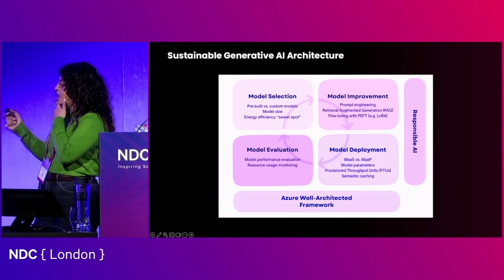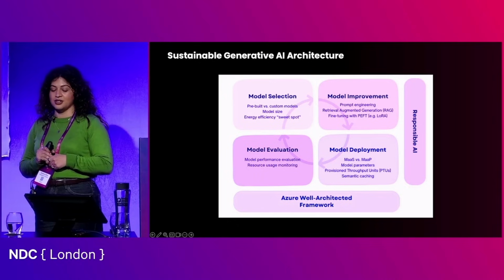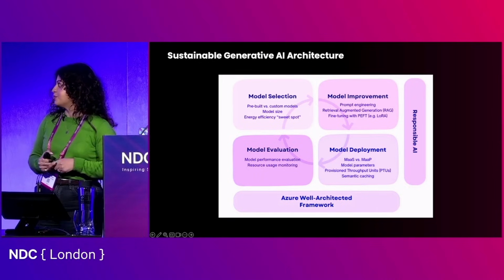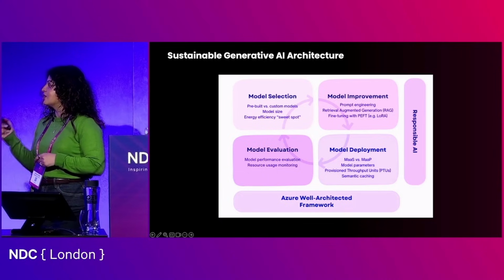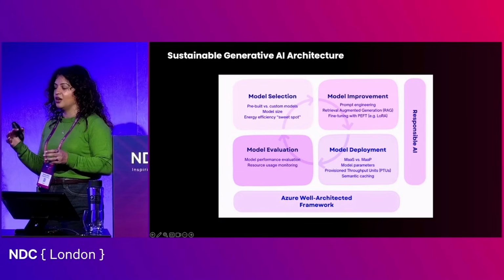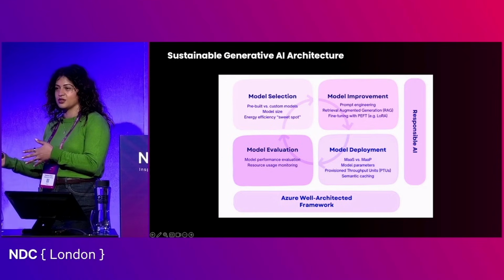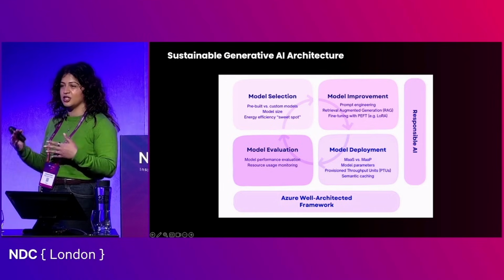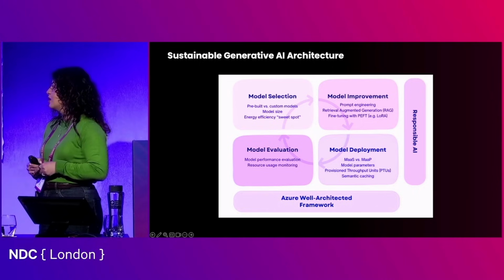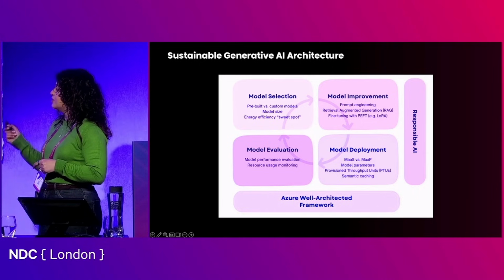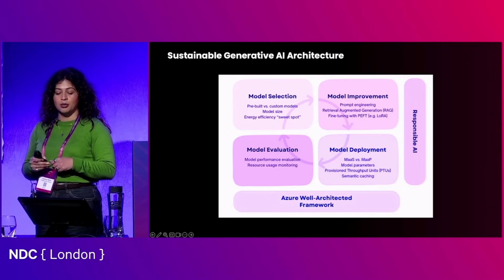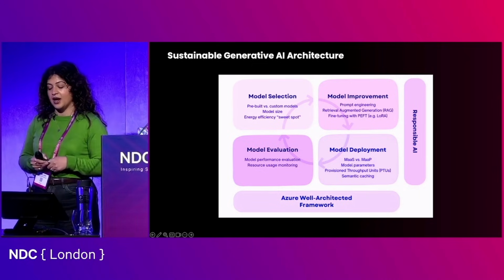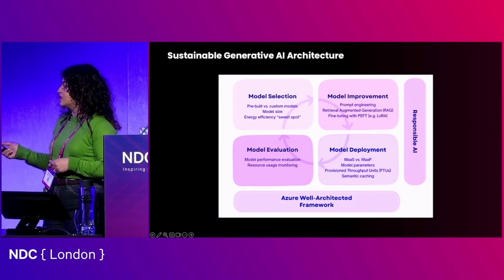So this is Microsoft's Azure well-architected framework for developing generative AI solutions in a responsible way. And what we'll see is a lot of the practices actually are what we would do to try and get good results from our AI development anyway. So the two go hand in hand. It's not necessarily dramatically changing the way that we work, but I will go through in each of these components: model selection, model improvement, model evaluation, and model deployment. How can we look at how we can develop more sustainably through all of these?